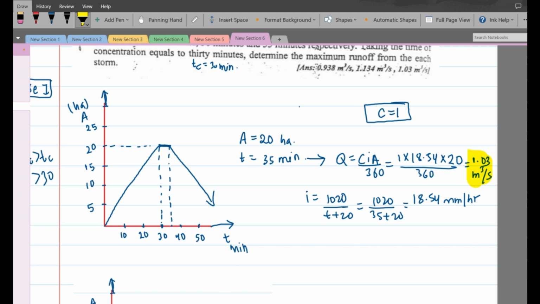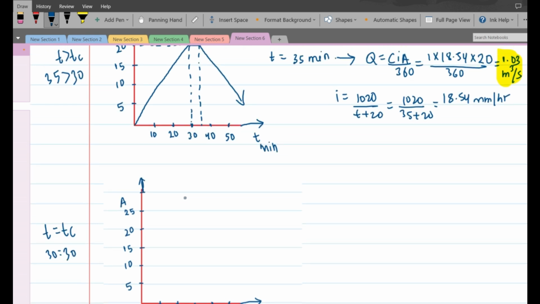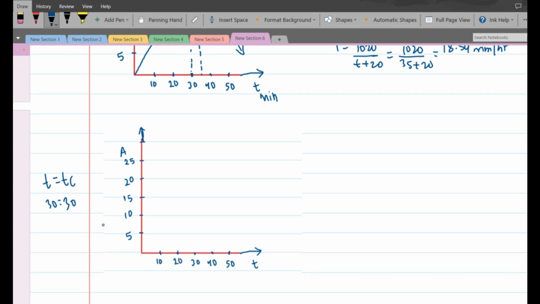Now for the second one, T equals to Tc, right? For T equal to Tc, the duration of storm and the time of concentration are equal. So at 30 minutes, the contributing area will be this whole area, right? So 20 hectare. Now here A is 20, right?